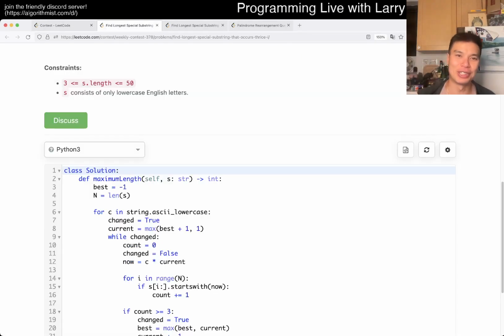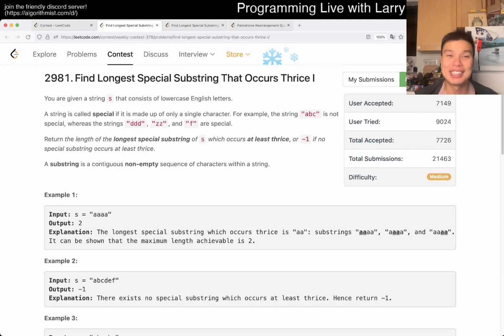This is me going with Q2 of the weekly contest 378, find the longest special substring that occurs twice.